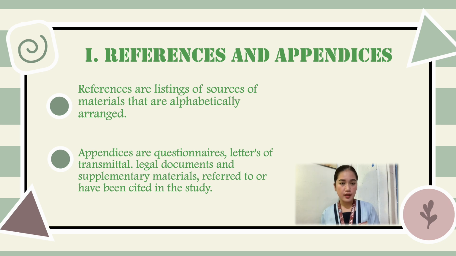So our next is references and appendices. So references are a listing of sources of materials that are alphabetically arranged. So references, what are they? A list of all sources you cite in your research paper. This includes books, articles, websites, reports, and other materials used to gather information or support your arguments.